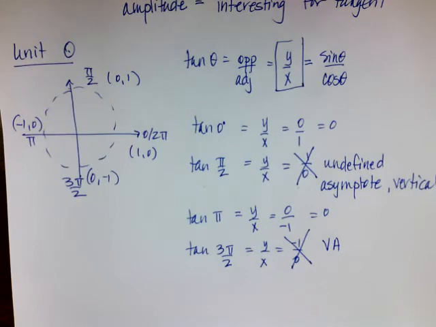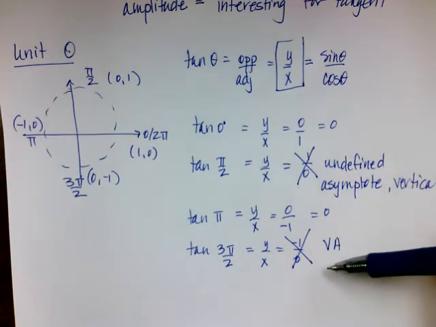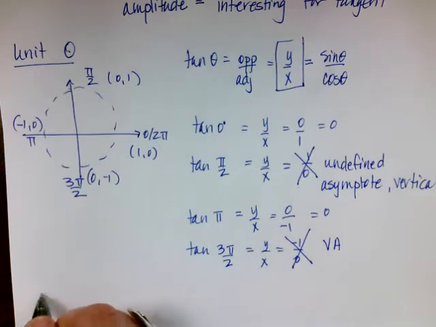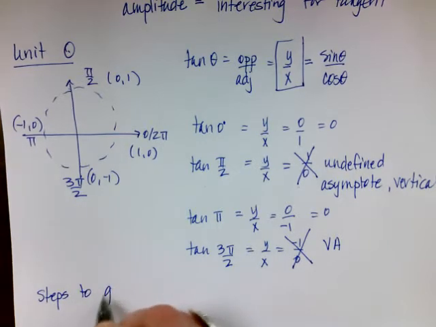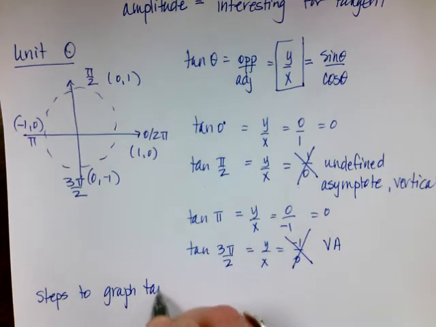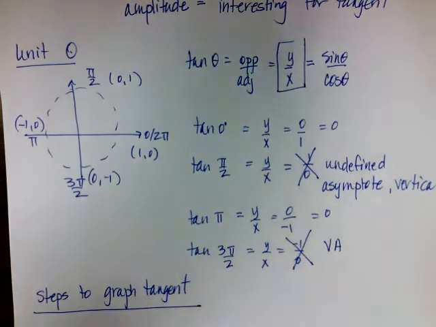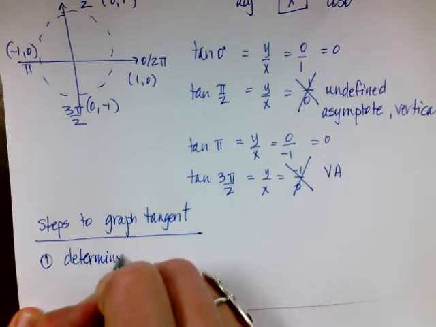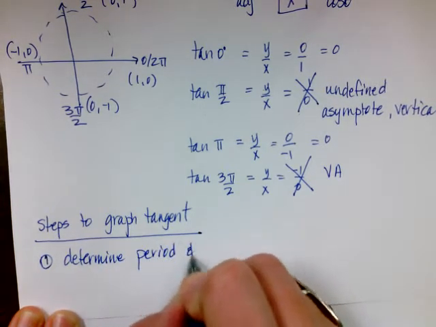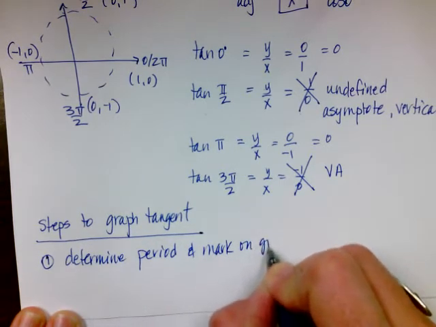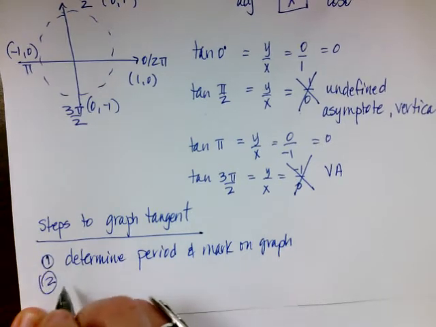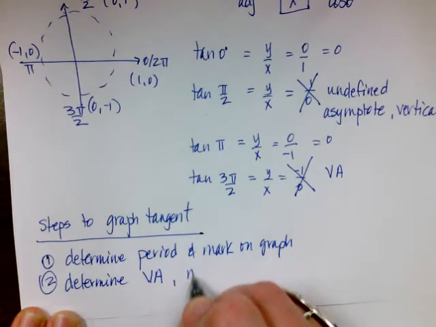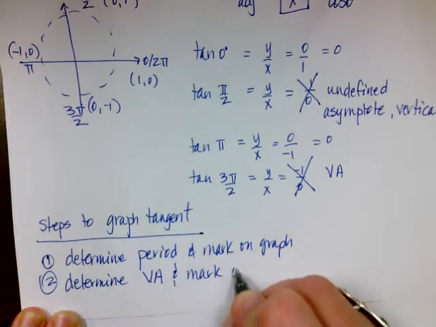Alrighty, so when we graph tangent, it's actually one of the easiest curves to graph because the first thing that I graph for tangent are my asymptotes. Okay, so I'm going to write my steps to graph tangent. I just have two little steps to graph tangent. The first one is I'm going to determine the period, and then I'm going to mark it on the graph. And then my second step is I am going to determine the vertical asymptotes, and then I'm going to mark those on the graph.